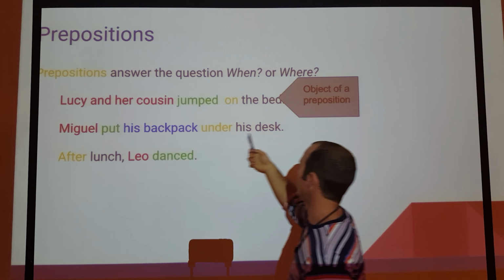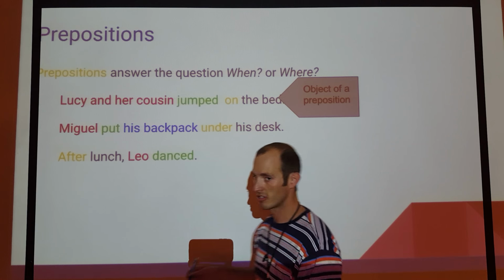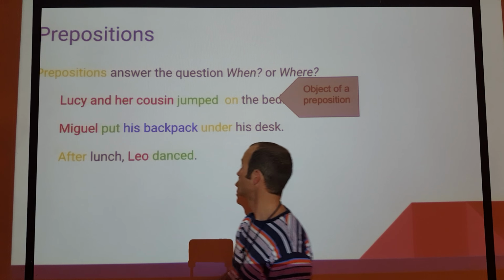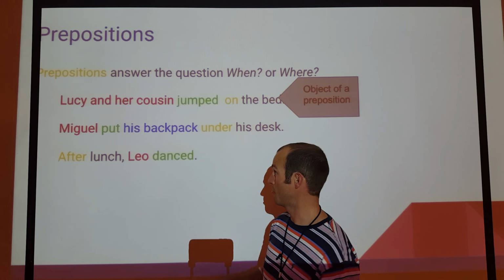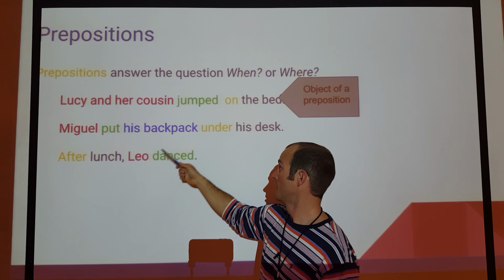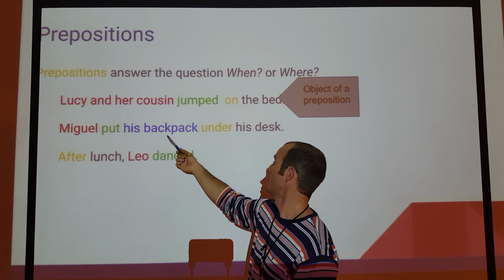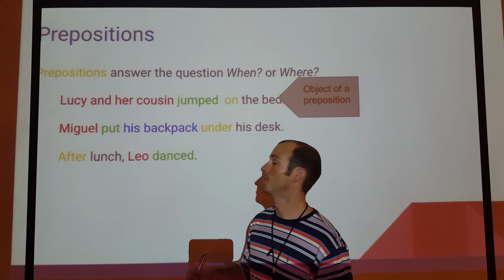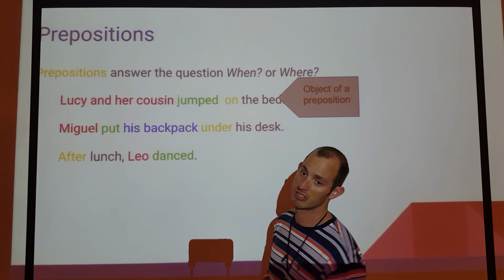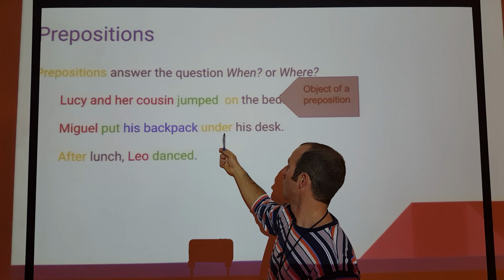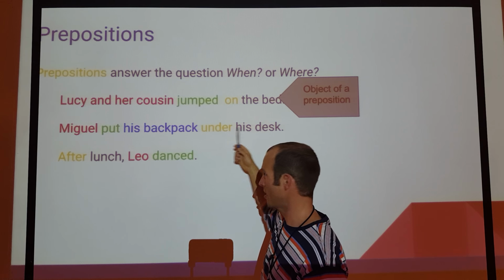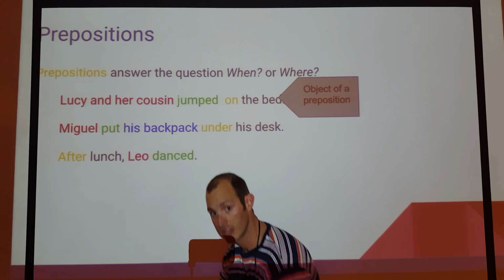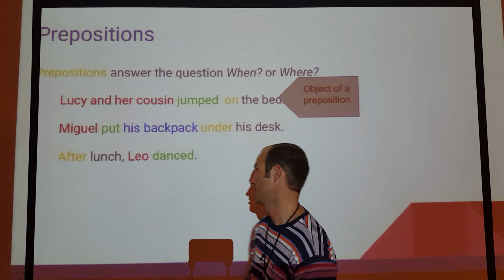Miguel put his backpack under his desk. What is the verb? Put. What is being put? His backpack. That's the direct object again. Remember, subject in red, verb in green, direct object in blue. In this case, we've got prepositions in yellow now. Where did he put it? His desk. Where about the desk? Underneath it. It's under the desk.